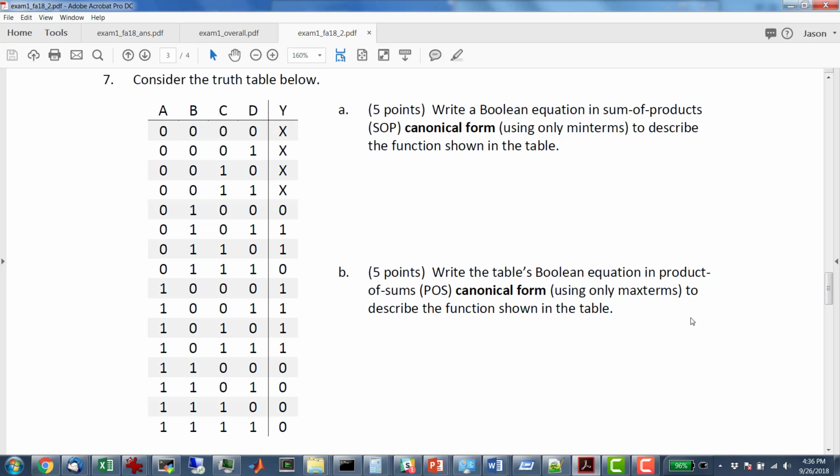Now the product of sums, every time I see POS, I think of something else. Product of sums, canonical form, same idea, except now you just look at the rows with zeros. So there's 1, 2, 3, 4, 5, 6. Oh, look at that. There's also 6 zeros in there. And in that case, when you convert the input values to the maxterms, you have to negate each individual value. Right? So in this case, the first one would be A is a 0, so it would be not negated. It would be A or not B.